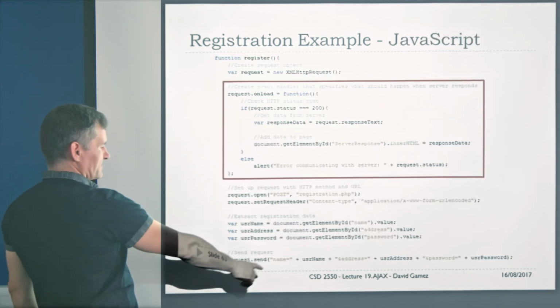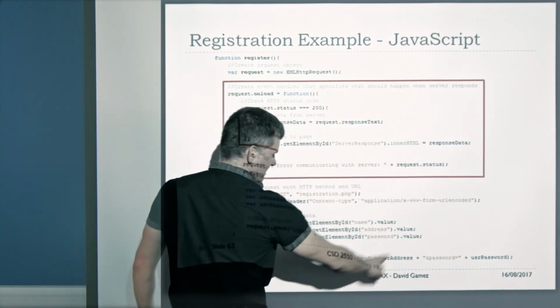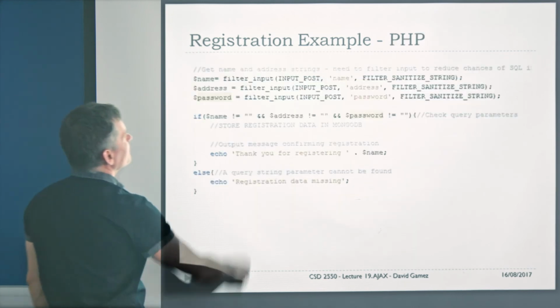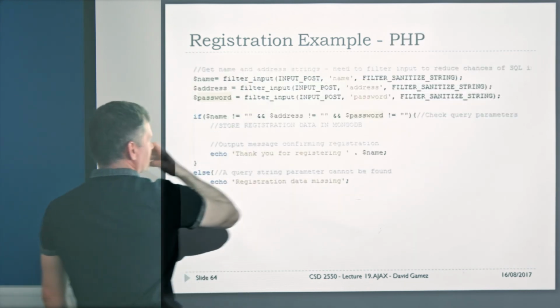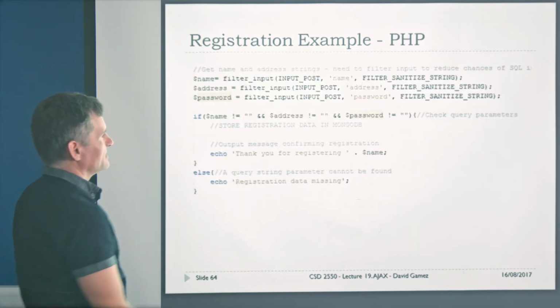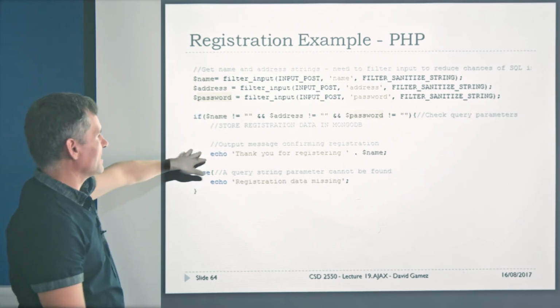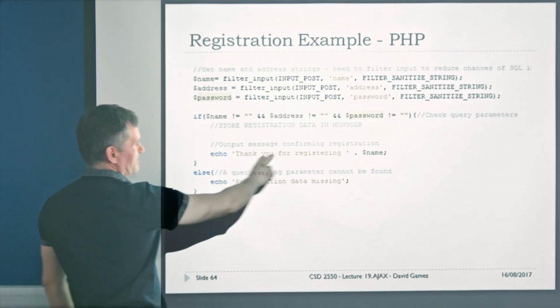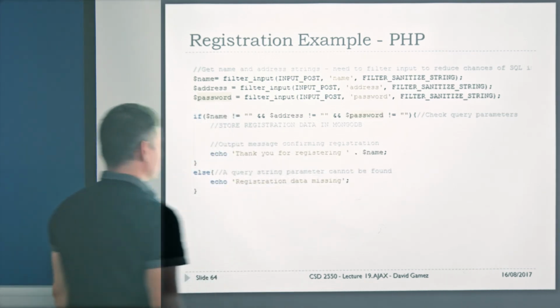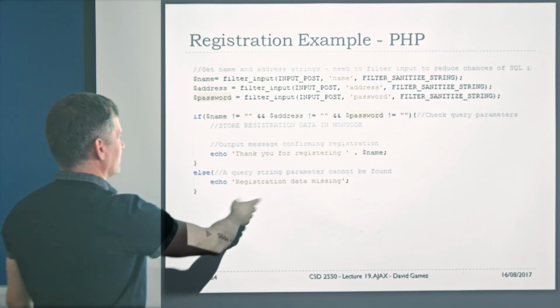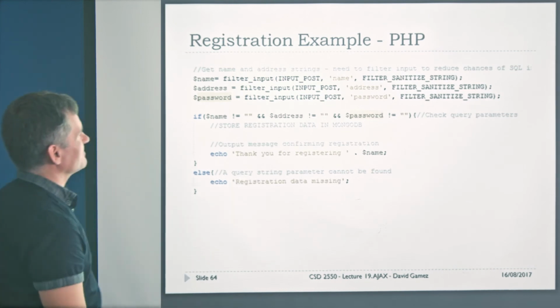And then on the server side, we're receiving these things, name, address, and password that the user's typed in. We're getting these out using filter input, checking that they exist. If we were doing proper registration, we'd store that data in the database or whatever, and echo. All we're doing here is saying thank you for registering and echoing the name back to the user. And if there's some kind of error, then we can say registration data missing.